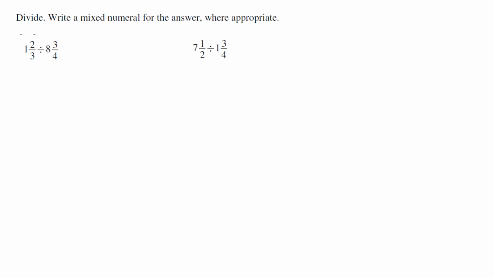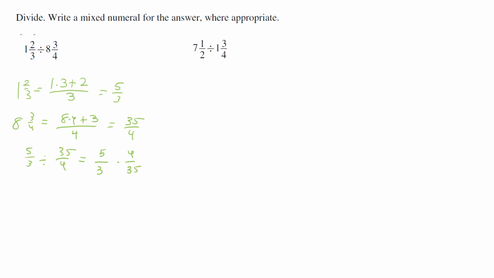All right, we want to divide again here. So let's take 1 2/3 and convert that. 1 times 3 plus 2 divided by 3, which is going to give me 5 over 3. 8 3/4, which equals 8 times 4 plus 3 over 4, which is going to be 32 plus 3, which gives us 35 over 4. So I have 5 over 3 divided by 35 over 4. And to divide, we want to flip and multiply straight across. So 5 over 3 times 4 over 35.